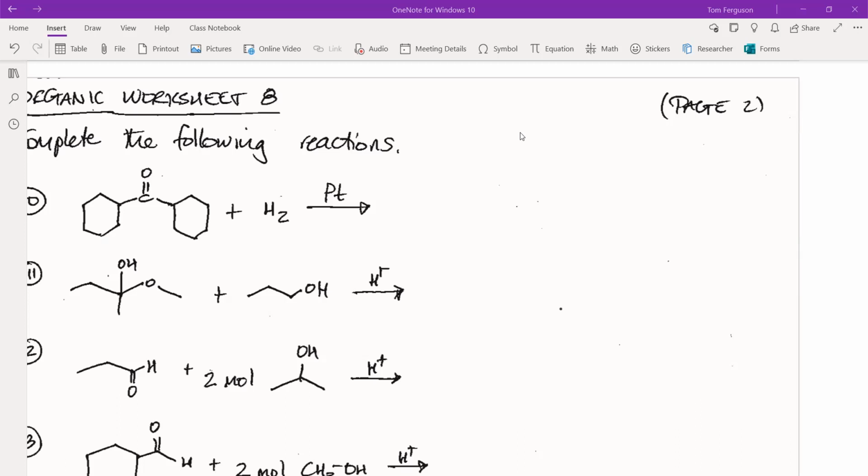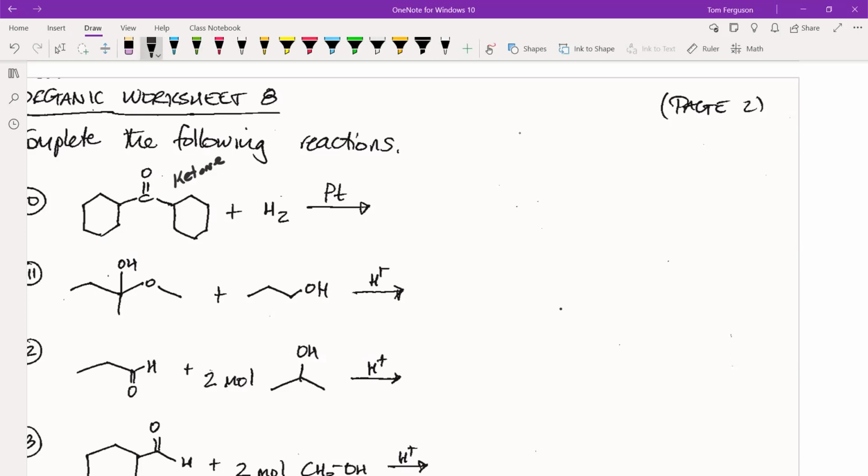Okay. All right. So we've got a ketone, and this is going to reduce the ketone. So ketones, when they reduce, go to a secondary alcohol.